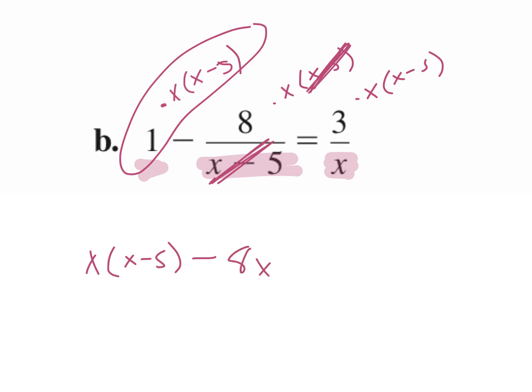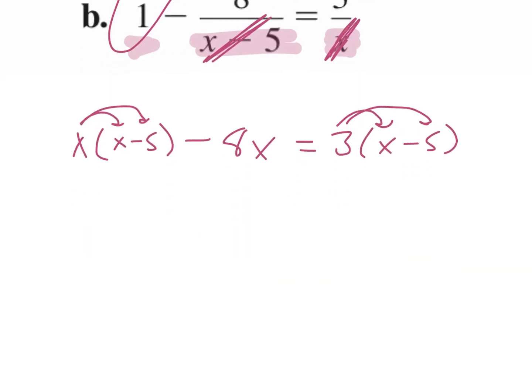8x. And then here, in the right side of the equation, I have an x on the bottom. That cancels out with the x on the top. So what do I have left? 3 times x minus 5. Now I want to distribute, so I can simplify.